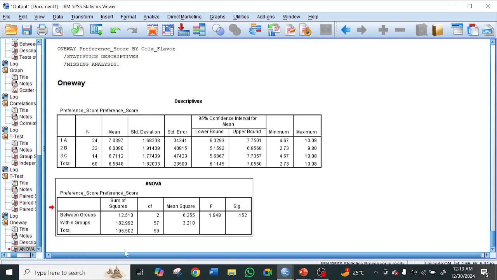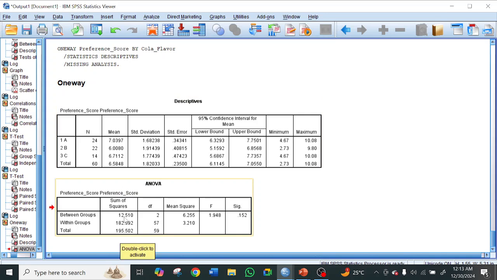So it's just like saying 12.510 divided by 2. The reason this is the degree of freedom here is that we have three groups, 1, 2, 3, so minus 1. That is why it's like that. Then within groups we have the total number of each of them, then minus 3, which is the number of groups, and that's why we have it that way.